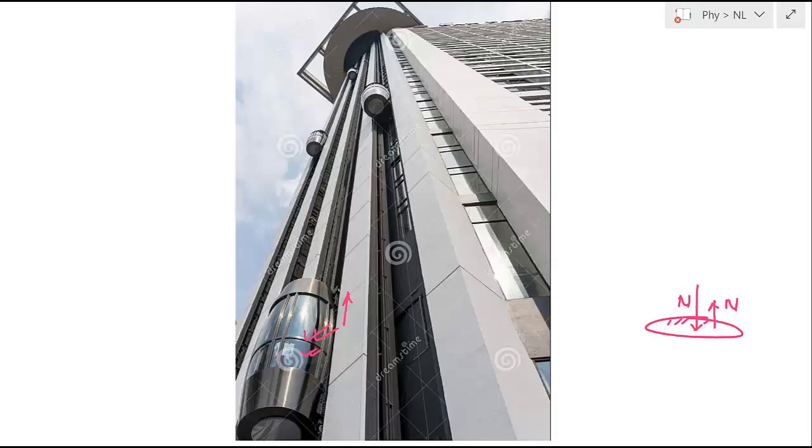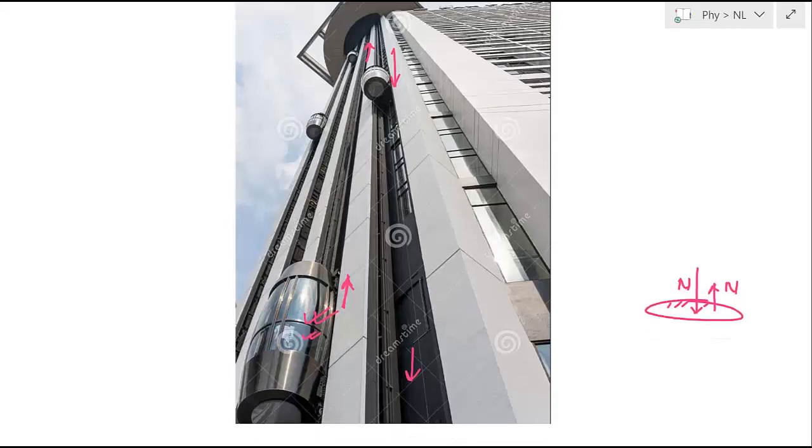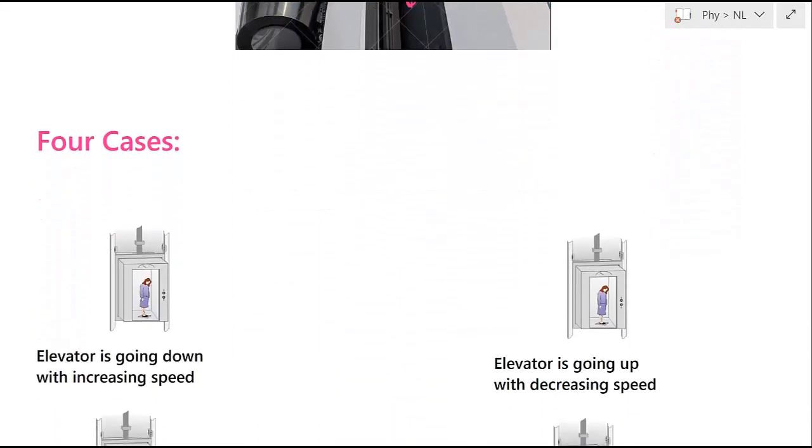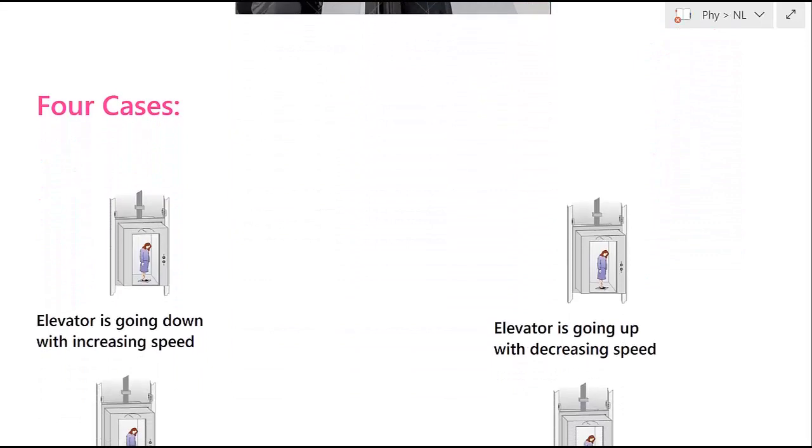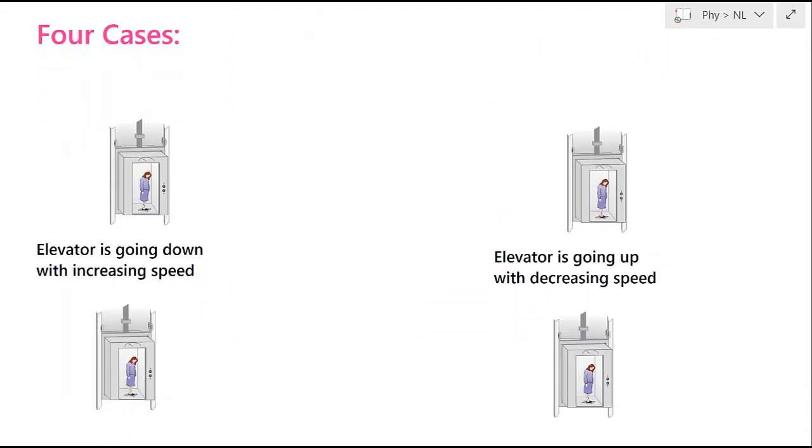In this case, there are four possibilities. One possibility, you have just started and are going up, and you have just reached the top, and this elevator is coming to rest. And in the next case, you are coming in the downward direction, and then finally you are coming to the ground floor. So we will discuss four cases, and we will derive an expression for apparent weight in all these four cases.